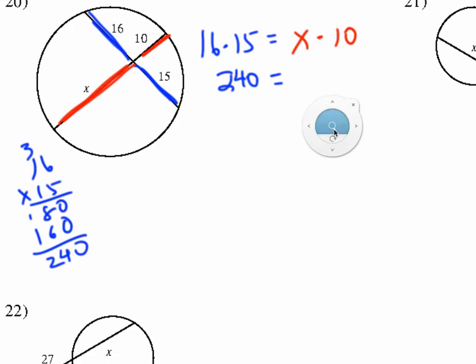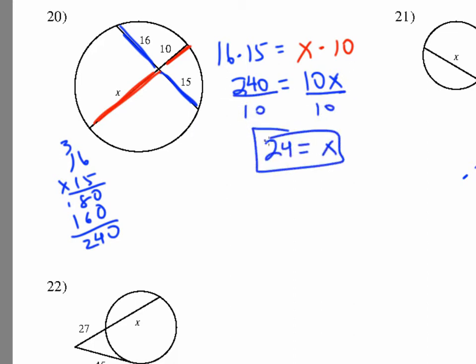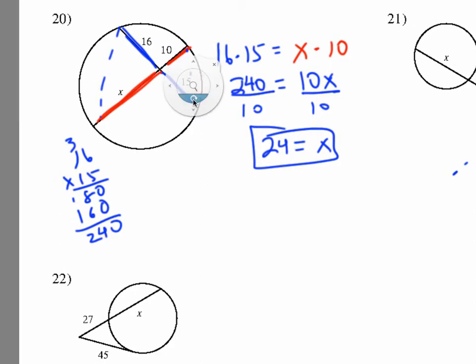240. Okay, and then that's going to be 10x. So you divide both sides by 10, and x equals 24. Whenever you see two chords, you can say this piece times this piece equals this piece times this piece. Why? Again, it's because you can make similar triangles by the angle-angle postulate. Long times long equals short times short. Cross multiply, and you get that.